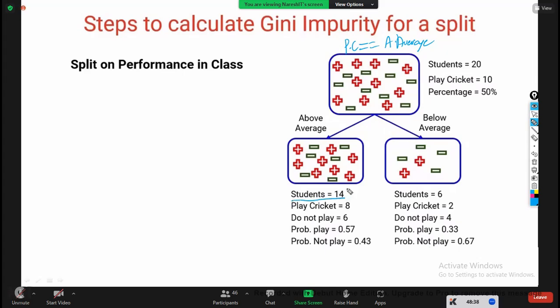And how many of them are non-above average students, meaning which do not satisfy the condition? Six students. 14 students satisfy your condition, yes, and 6 students do not satisfy.